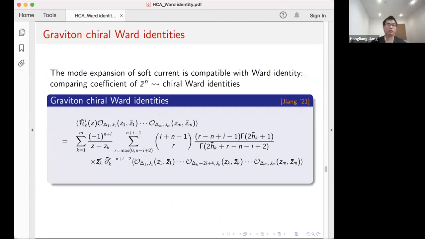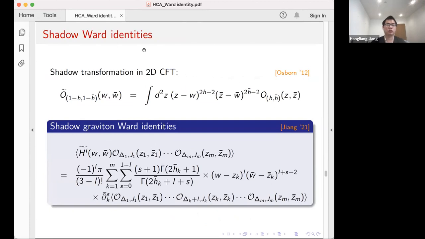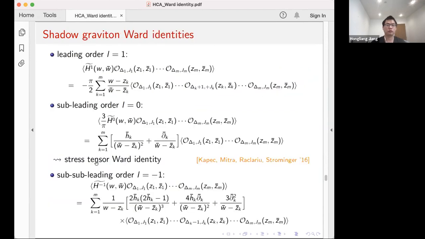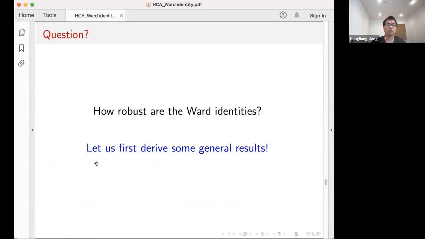Okay, so let me talk. Here we can first get a chiral Ward identity for this chiral current if we perform mode decomposition. And here are the shadow Ward identities. We apply the shadow transformation to this soft current. Then this is a shadow soft graviton current, and these are the corresponding Ward identities. They are again infinitely many. So now we have derived the infinitely many Ward identities, but then we ask how robust the Ward identities are. I will try to address this in the EFT framework.